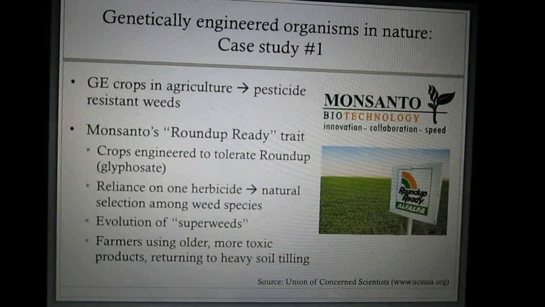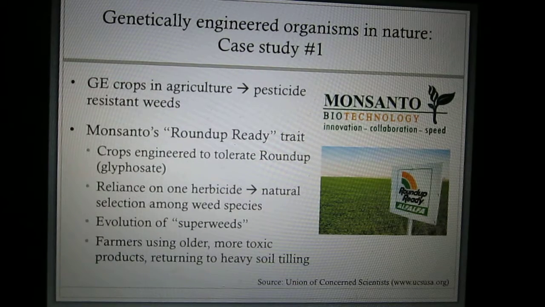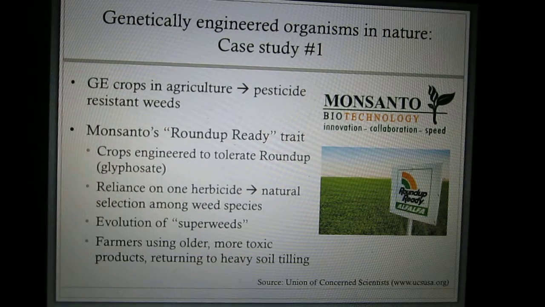So I'm going to present two case studies on genetically engineered organisms in nature. This is the first one. One problem is that genetically engineered crops that have been used in agriculture have resulted in pesticide-resistant weeds. A key example of this is Monsanto's Roundup Ready trait.